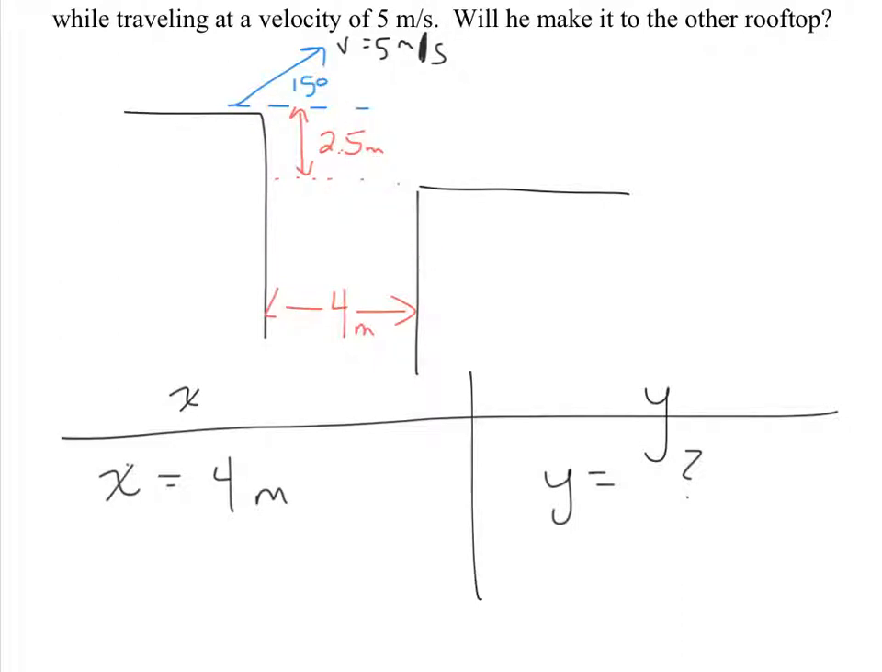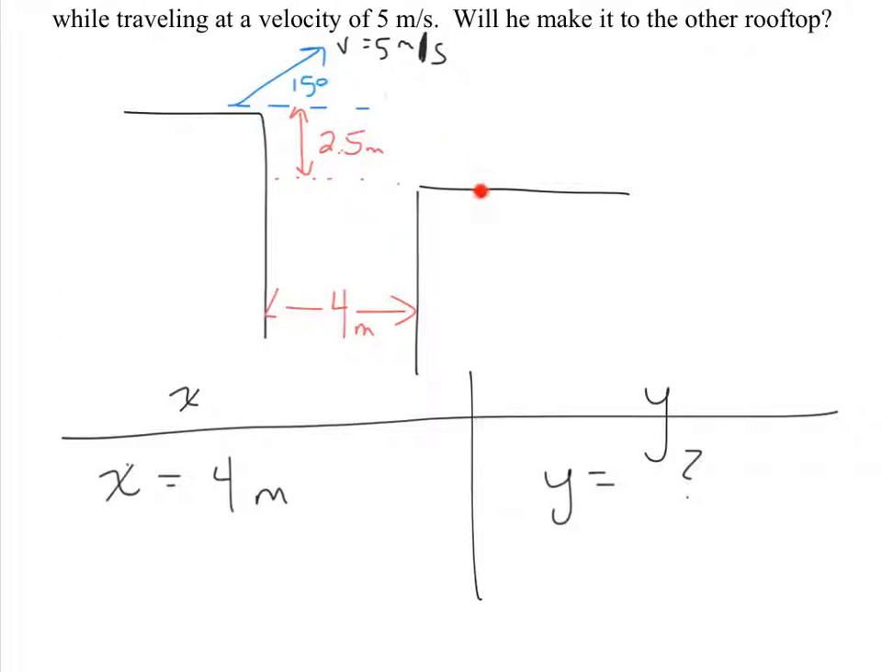Now the other way to approach this problem is to set y equal to -2.5 and see if he makes it 4 meters in distance. They kind of give you too much information. You can pick which one you want. Yes, you can pick either one. So if I let y equal -2.5, then I'm saying the following: after he falls 2.5 meters, is his x going to be 4 or not?